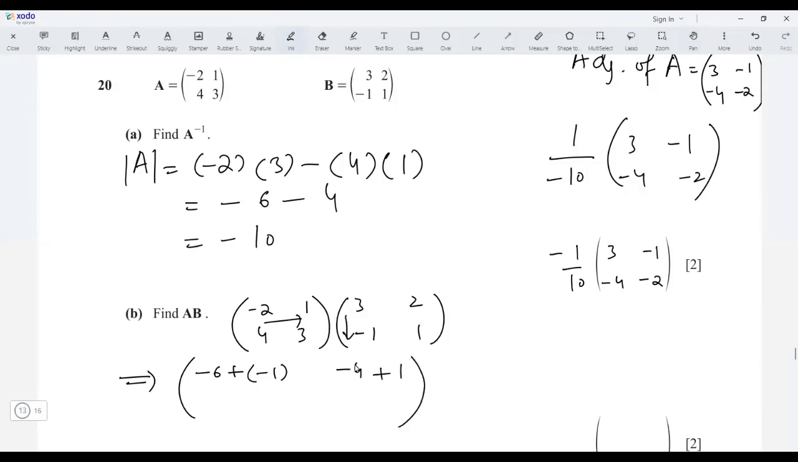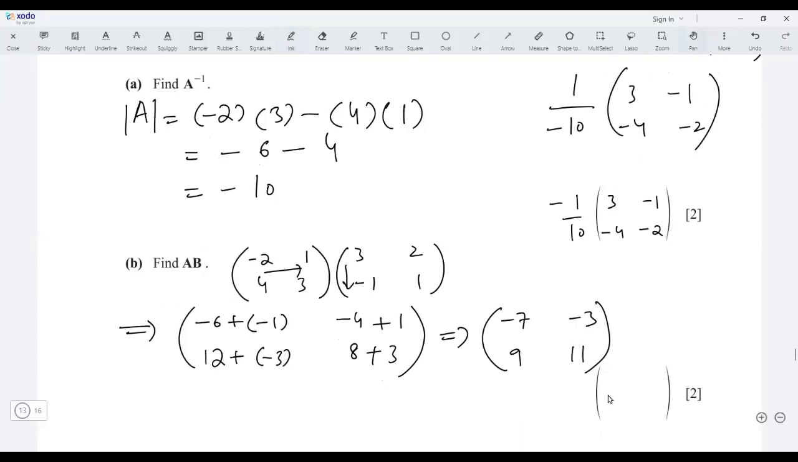Now we have to move to the next row. So 4 times 3 is 12, plus 3 times -1 is -3. Similarly, go to the next column: 4 times 2 is 8, and plus 3 times 1 is 3. Now simplify them. -6, and we have to add -1 to it. It will be -7. So -4 plus 1 is -3. Similarly, 12 minus 3 is 9, and 8 plus 3 is 11. So -7, -3, 9 and 11 is the answer for the multiplication AB. I hope all of you understand simple matrix multiplication.